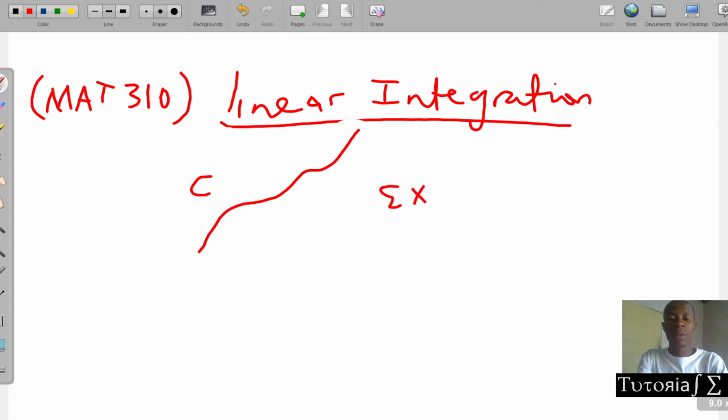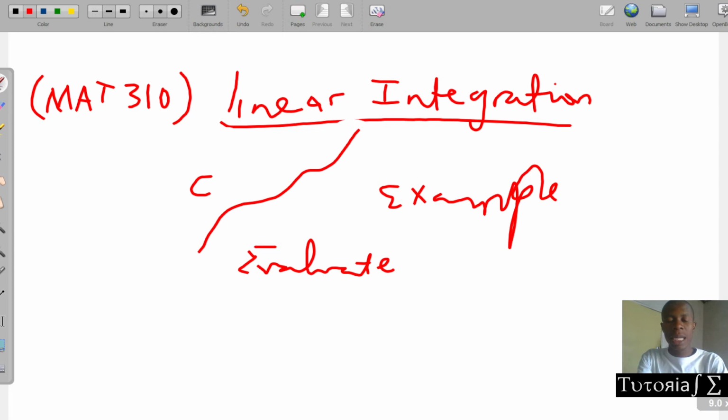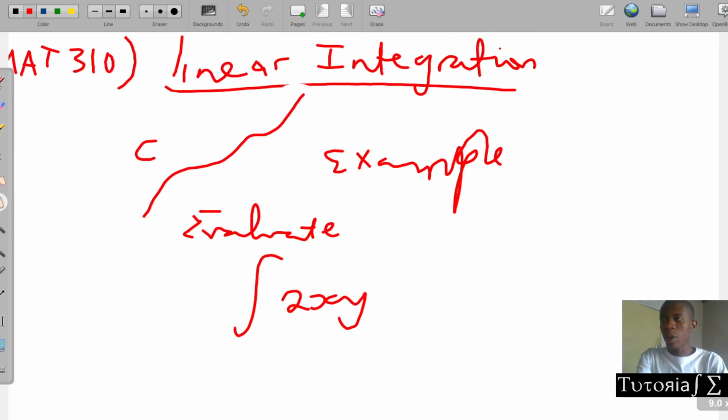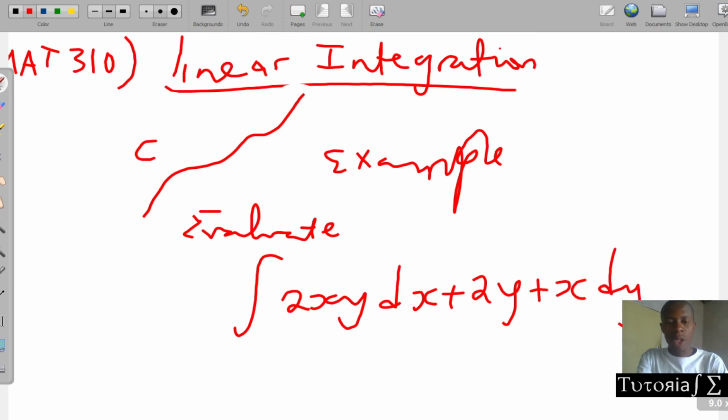Example: evaluate the integral of 2xy dx plus (2y plus x) dy along y equals 2x.